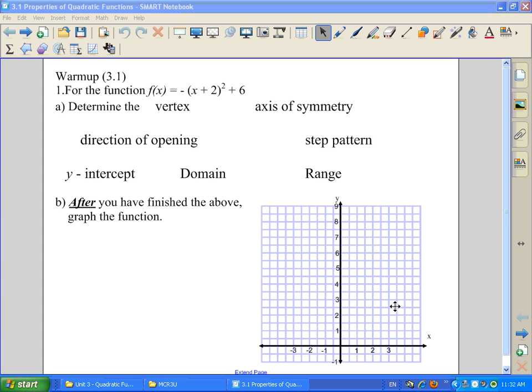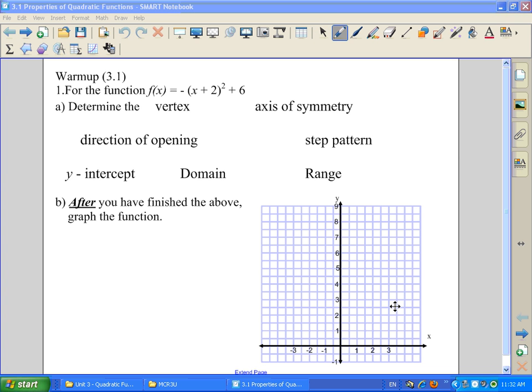Welcome to lesson 3.1, which is properties of quadratic functions. Again, we're going to be reviewing some information from grade 10, but we might build on it a little bit in terms of the transformations that we discussed in unit 1. Let's take a look here at our warm-up question.